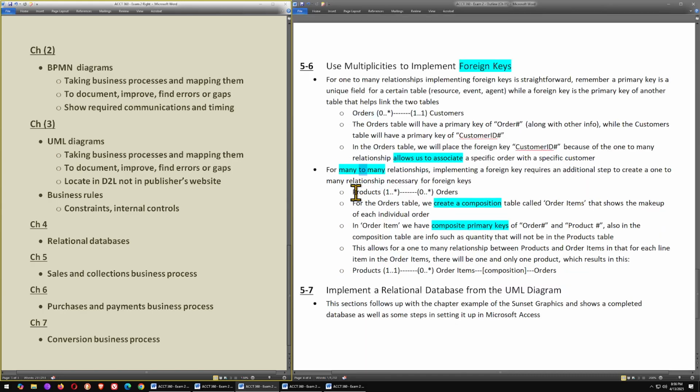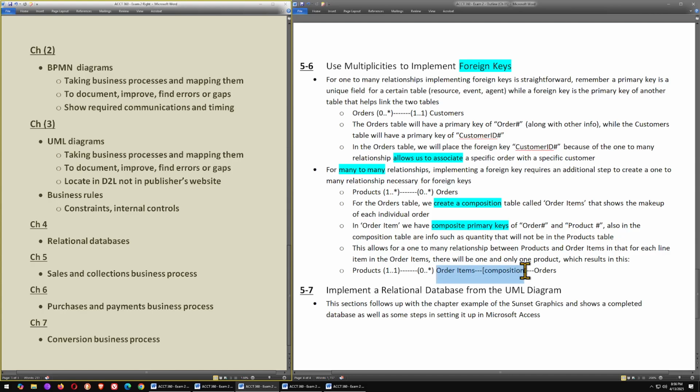If you have a many-to-many relationship like products to orders, you have to create something in between to create a one-to-many relationship. So for the orders table, we create a composition table called order items that shows the makeup of each individual order. The composition table that goes in between them is a composite of 2 primary keys: order number and product number. And that allows for the relationship between product and order items to be a one-to-many relationship.